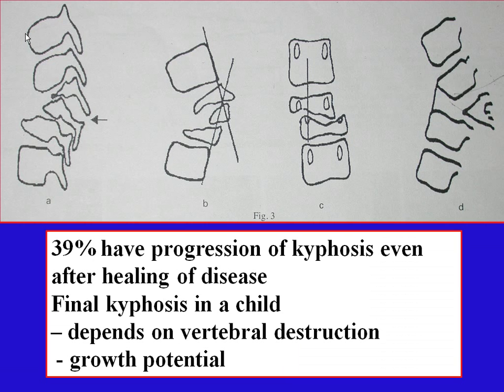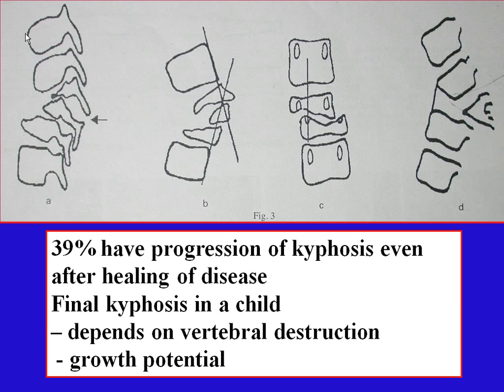Now, in this study, 4 spine at risk signs have been suggested, and if 2 or more are present, then we can say that they are progressive: kyphosis, facet subluxation, retropulsion, and translation. Or if a line drawn from the distal healthy vertebrae touches the proximal half of the proximal healthy vertebrae, then this is likely to progress. Final kyphosis in a child depends on vertebral destruction and growth potential.